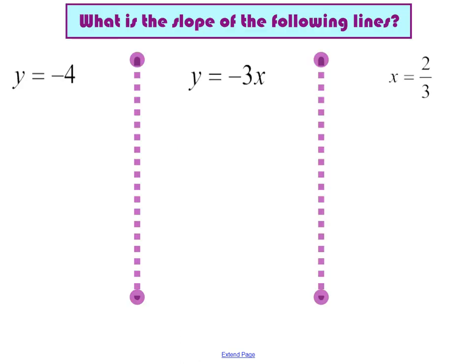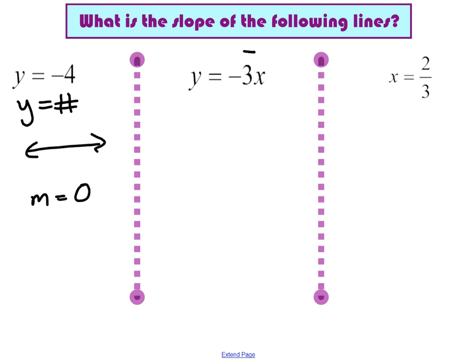Let's go ahead and look at a few examples. So what is the slope of the following line? On our first example, we just have y equals some number. So if we have y equals some number, we know that it is going to be a flat line like so. If we have a flat line, we know that the slope of a flat line is 0.